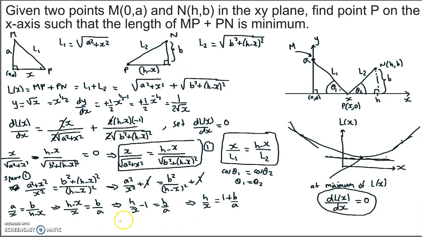And then we'll swap x. We'll make this term the denominator. So swap x and this term here. So that means x equals h divided by 1 plus b over a. So this is the value of x.